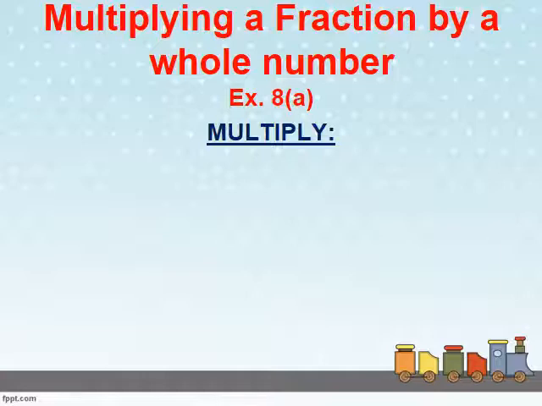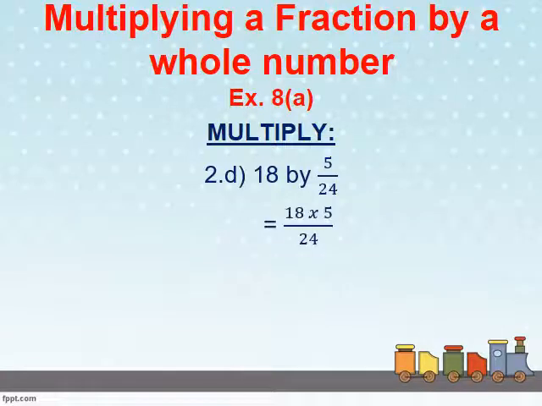Now children, let's come to the next question of this exercise, which is question number 2, D part. Here we have to multiply 18 by 5 by 24. Again children, 18 is a whole number and 5 by 24 is a fraction. So when we multiply 18 by 5 by 24, we get 18 multiplied by 5 in the numerator and 24 in the denominator.